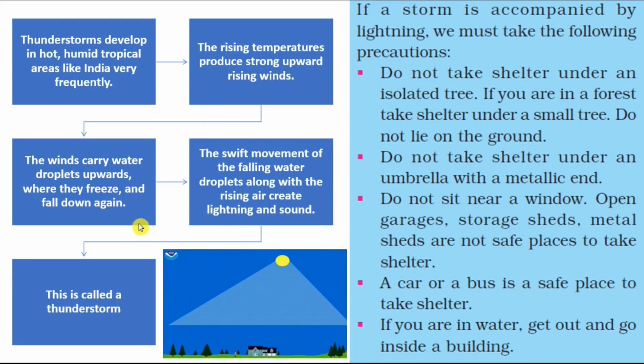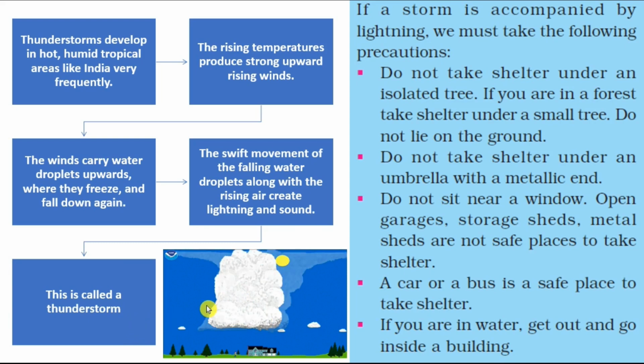When the water droplets reach a certain altitude, they freeze and fall down again. The wind is going up, water droplets are coming down. So the swift movement of the falling water droplets along with the rising air creates lightning and sound. This condition is called a thunderstorm.